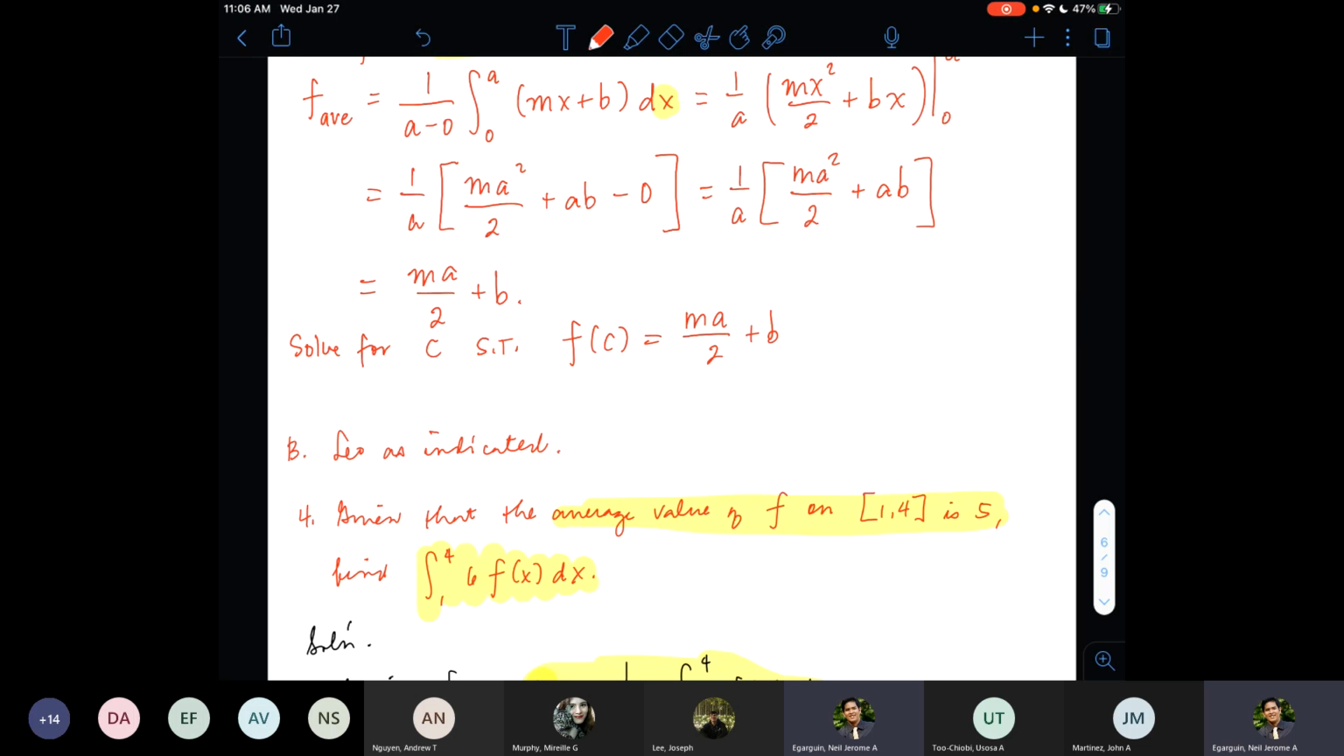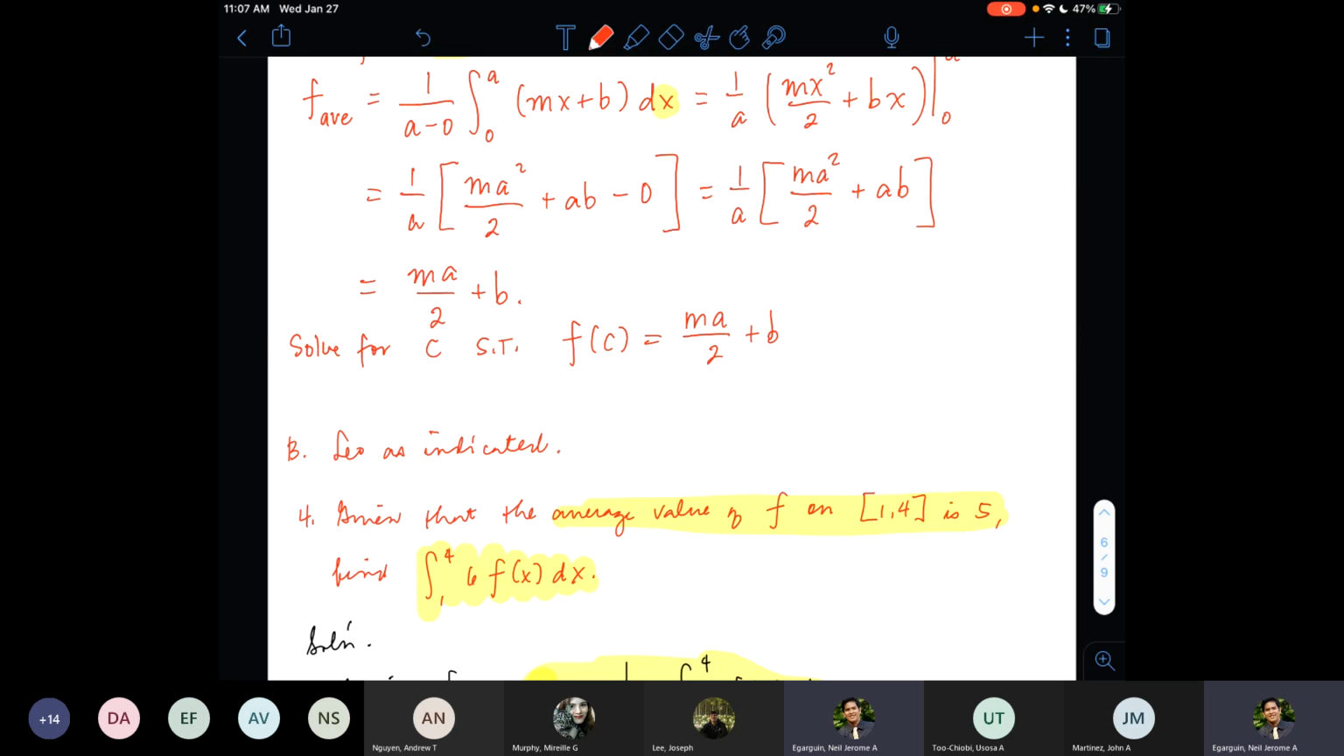Without looking at the math, just imagining it. mx plus b is what? The graph of mx plus b is a straight line, right? From 0 to a. So can you guess somehow where the average value will occur? If it's a straight line, where do we expect the average value to be? In the middle. Good choice. It should be the middle. And let's see if that indeed is the case.